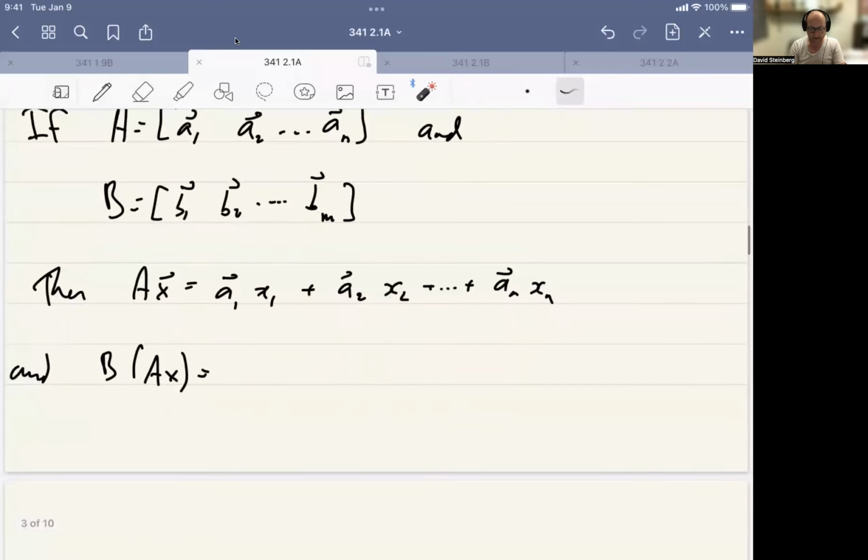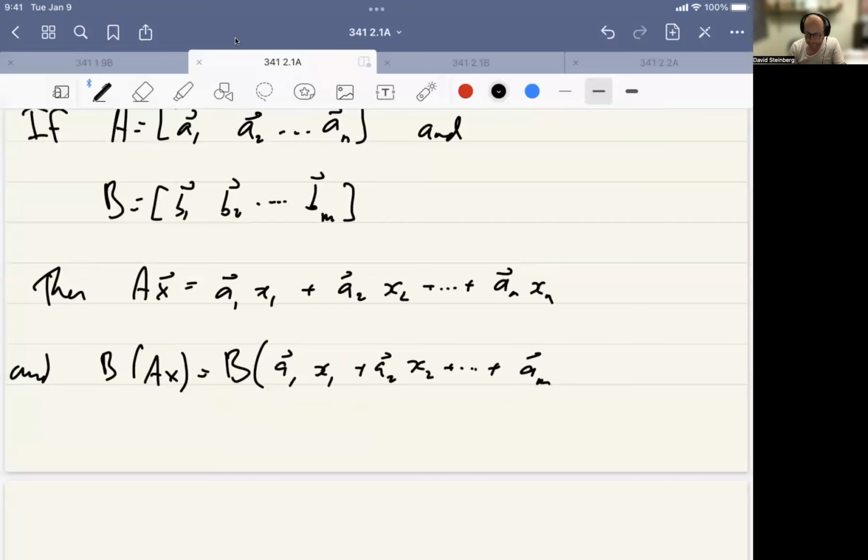We can do the same thing with BAx. This will just be B applied to whatever we had upstairs. So this is a_1 x_1 plus a_2 x_2 all the way up to a_n x_n. M or n, David? N, sorry. a_n.